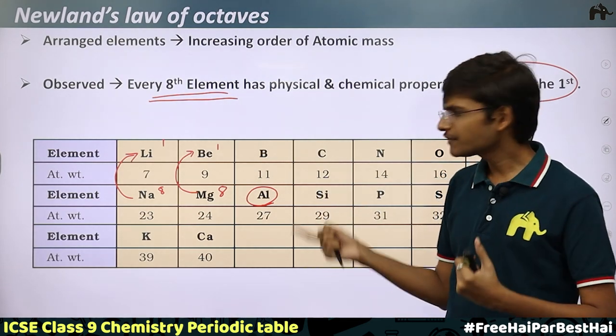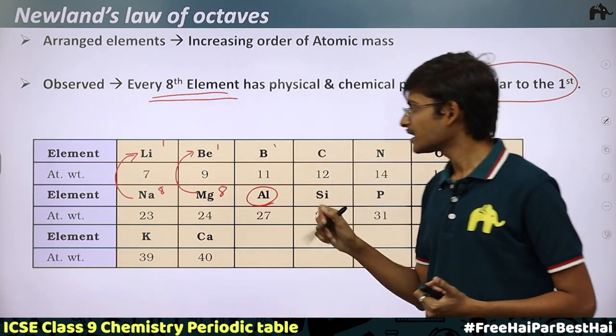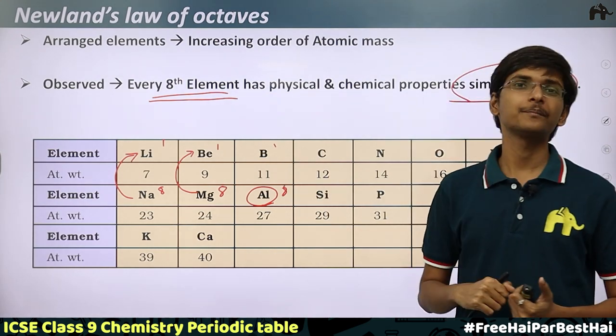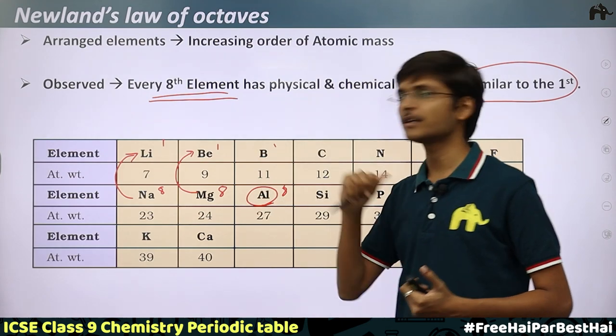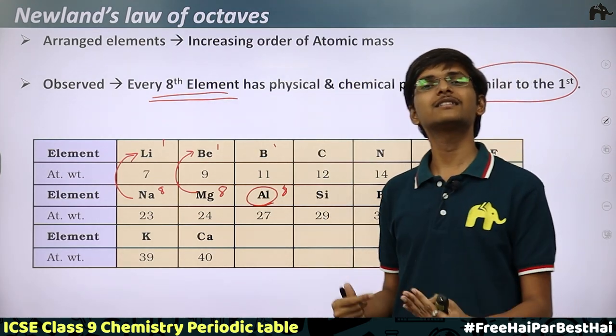If I would start from boron, the eighth element would be aluminium. And here aluminium would have properties similar to that of the boron. And this continues.